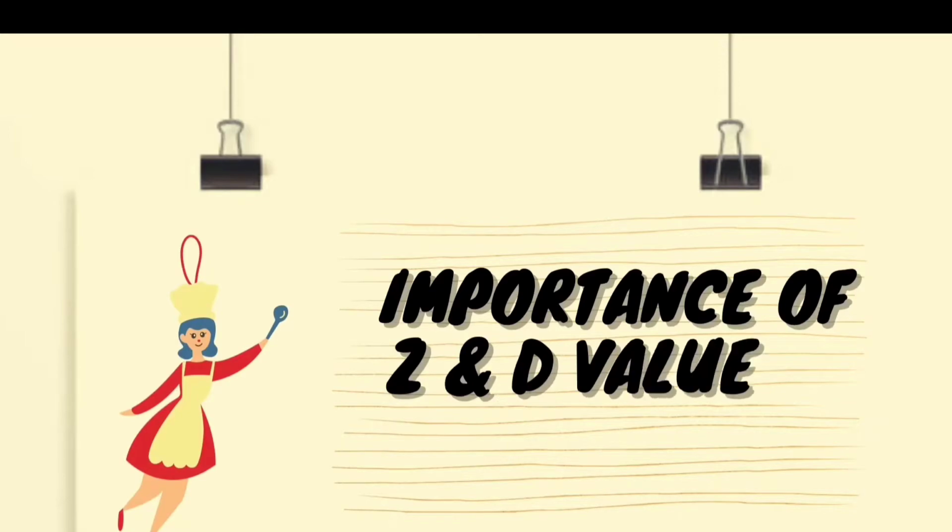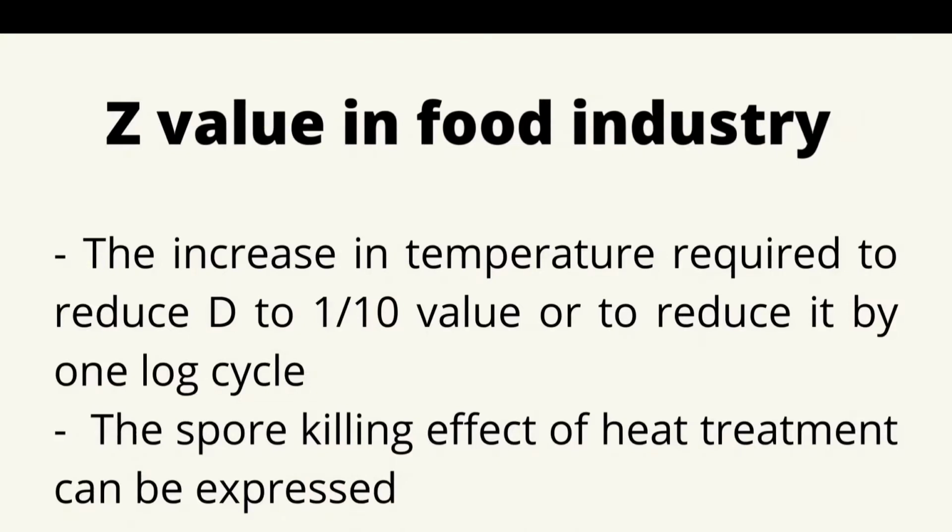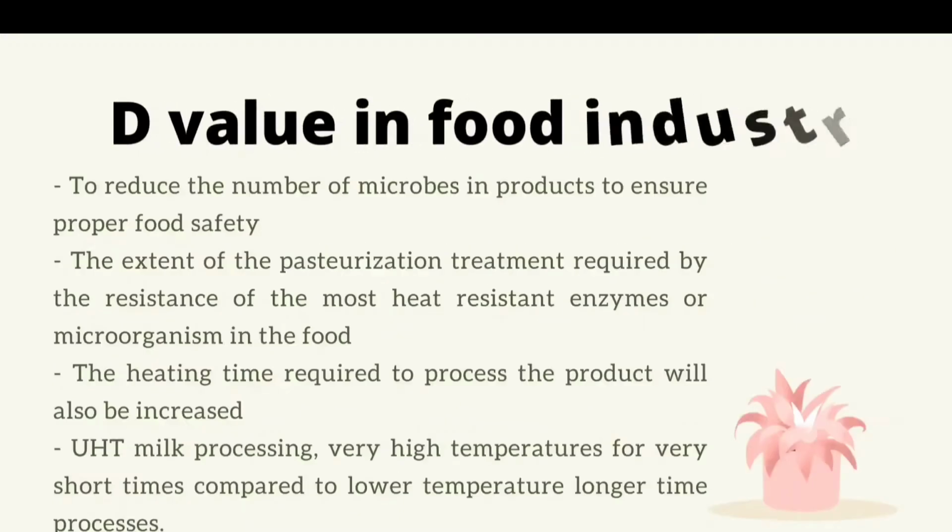Importance of Z and D value in the food industry. Z value: the increase in temperature required to reduce D to 1/10. Second, the spore-killing effect of heat treatment can be expressed as a function of temperature and the time the material has been exposed to that heat, which means heat treatments are effective at killing spores. D value: to reduce the number of microbes in a product to ensure proper food safety. This is done by thermal processing, which is a way to reduce the number of bacteria in the product.